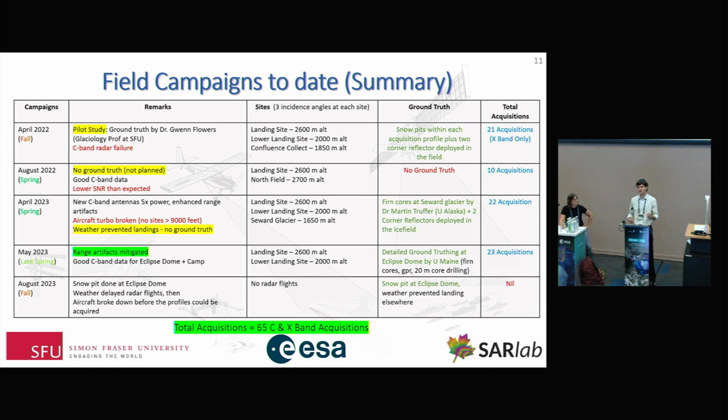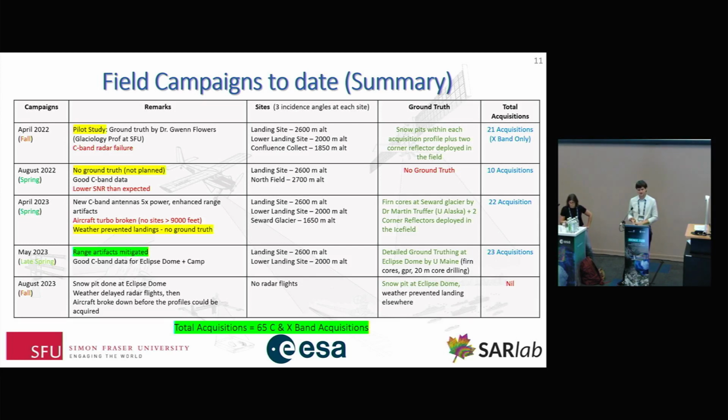The turbochargers on the engine broke and we couldn't climb up high enough to get above the glaciers. The weather also prevented landing, so no ground truth. We did get some data and some limited ground truth data from this campaign, but definitely not the full set that we wanted. We also had some range artifacts in that data, which we managed to quickly ameliorate and come back in May 2023, where we were able to get good C-band and X-band data over 2 of our sites.